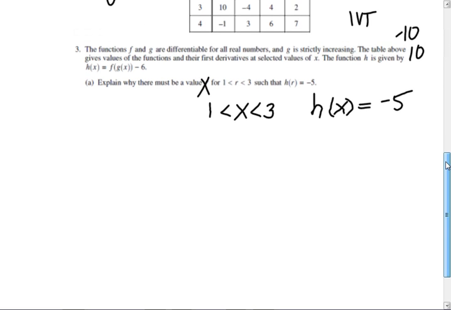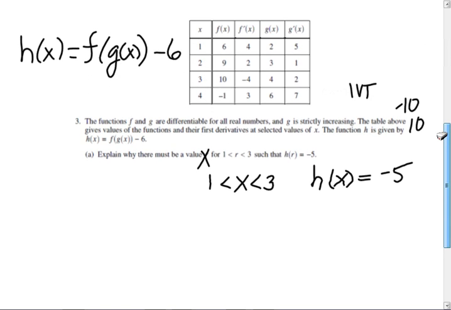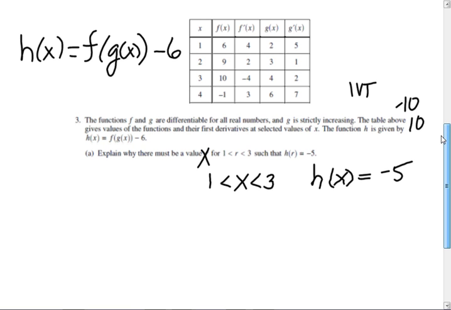There are no tricks on these. You're just going to evaluate h at 1 and at 3. And guess what? You'll get a number less than -5, and you'll get a number greater than -5. So let's do that. They're having you practice with tables. They love tables. So let's find h of 1.